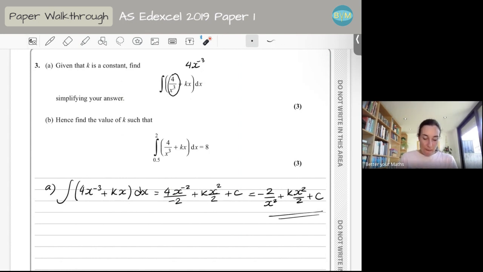Then B, it's a hence. Every time you read hence in the question, it means using what you just did. Don't do extra work. It's going to simplify your question if you use what you did before.